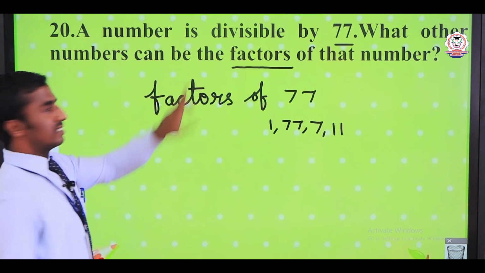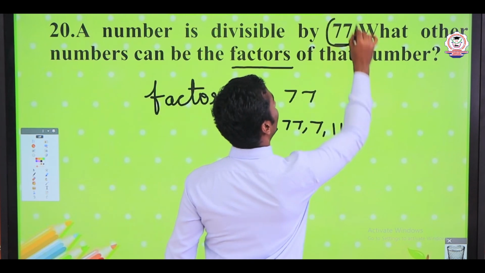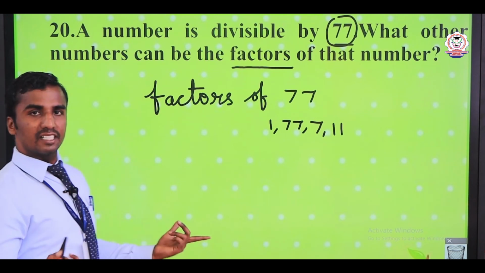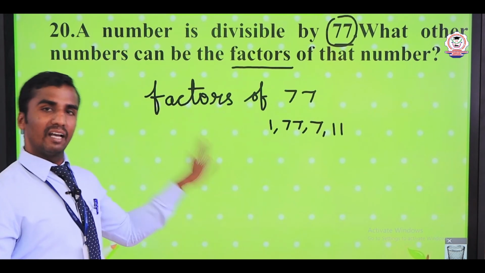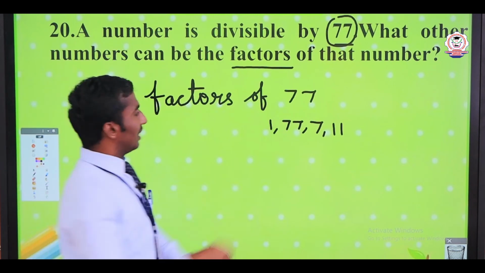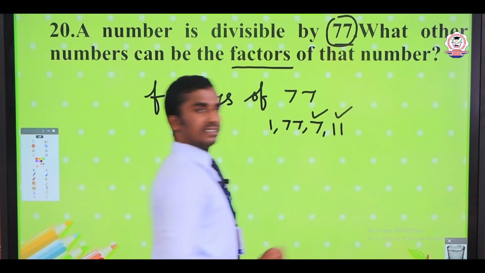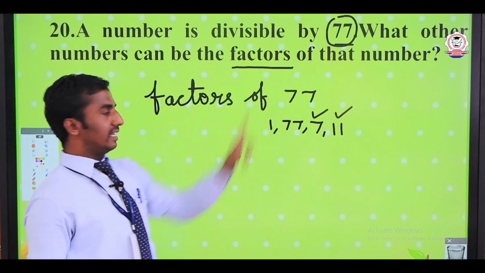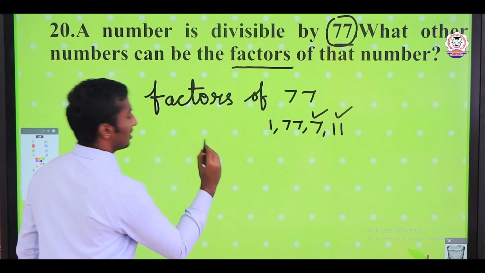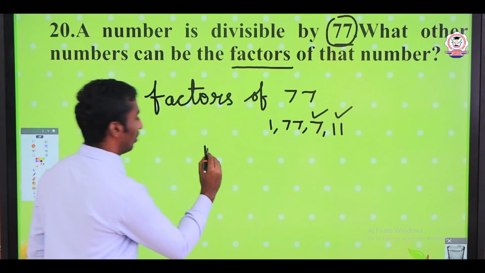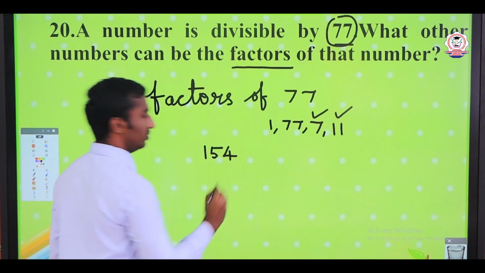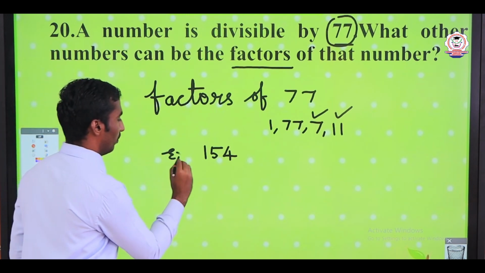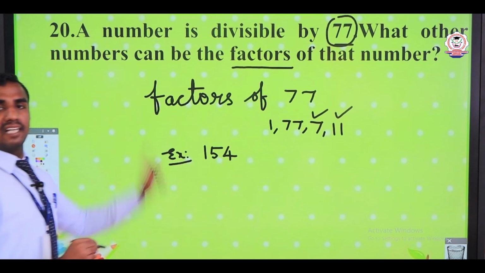A number is divisible by 77. What other factors? It means any other number that divides the number. So the remaining numbers, 7 and 11, must divide it. For example, 77 into 2 we get 154. So check whether 154 is divisible by 7 and 11.